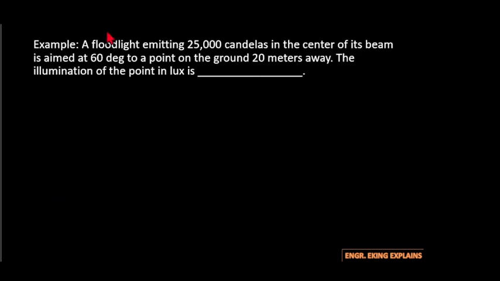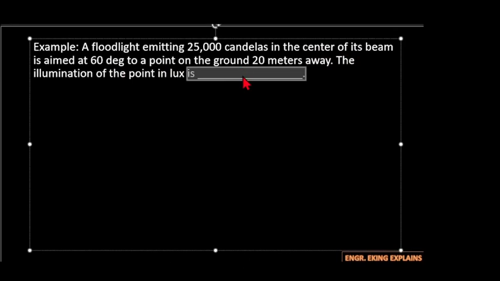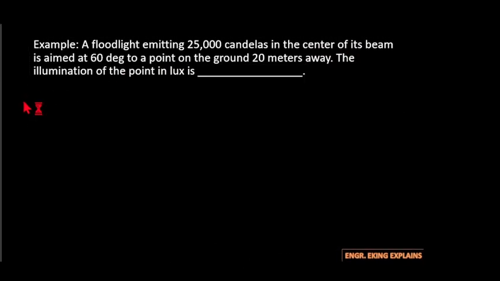Okay, so we have here an example. A floodlight emitting 25,000 candelas in the center of its beam is aimed at 60 degrees to a point on the ground 20 meters away. The illumination at the point in lux is blank. So what is the illumination of our floodlight, which is 20 meters away from our point of interest, or let's say from the person?